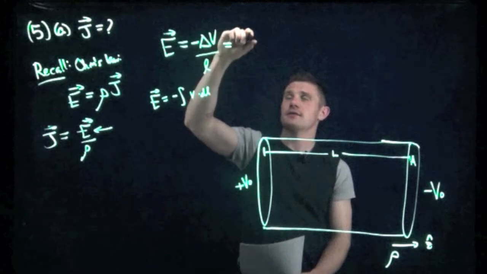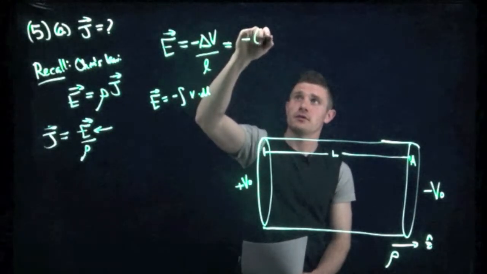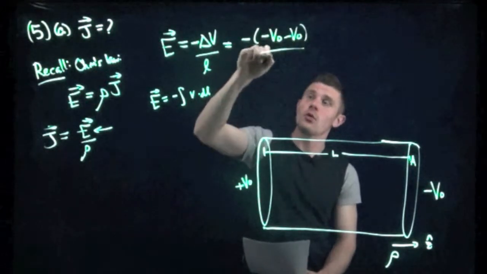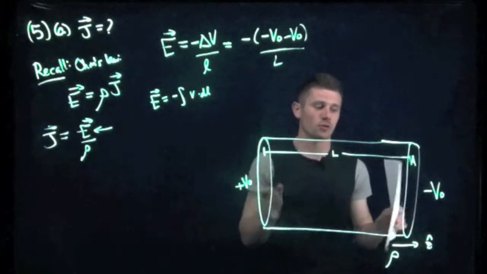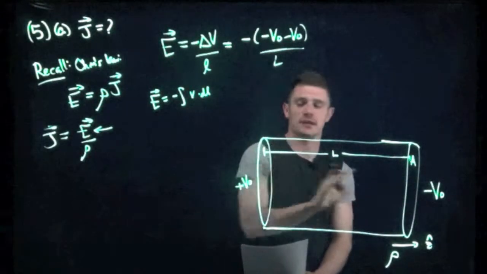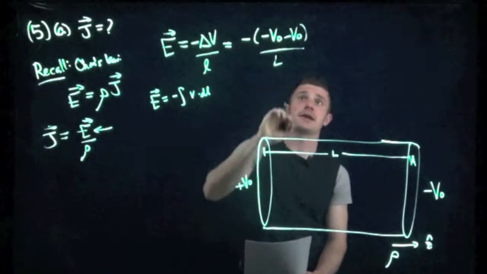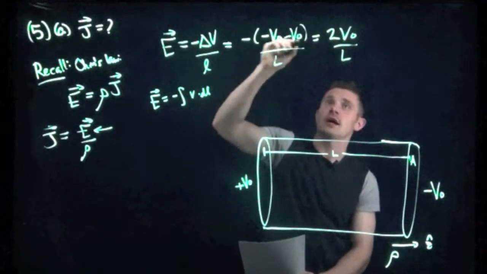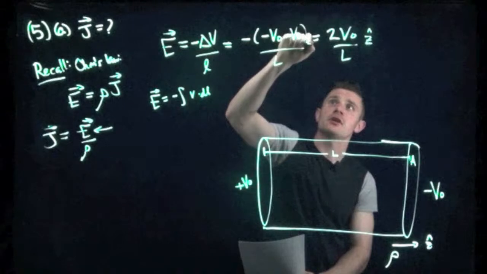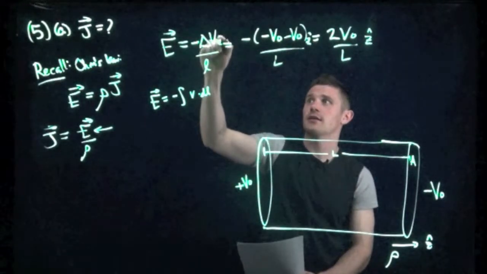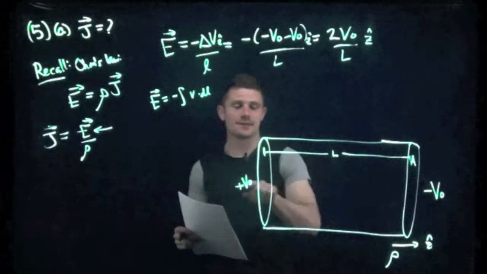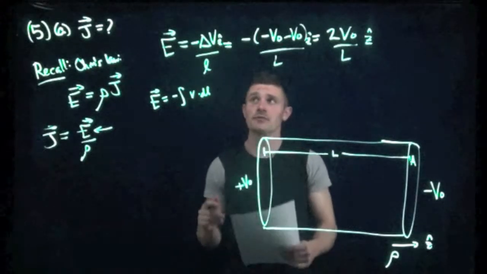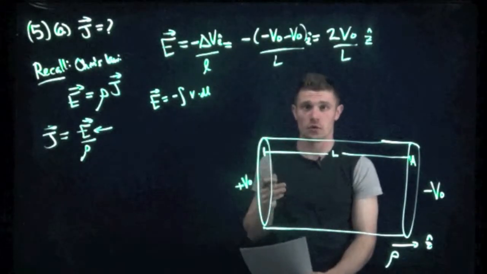So we have that this is given by negative, negative V naught minus V naught over L, given that the length of our wire is L, and our change in potential from negative to positive is negative V naught minus V naught, which gives us an overall 2 times V naught over L. And this is, of course, in the z hat direction, as we are moving along the wire in z hat. We have a total change of 2 times V naught over a certain length L. So our electric field is given by 2 V naught over L z hat.